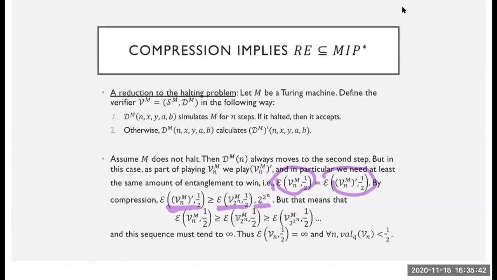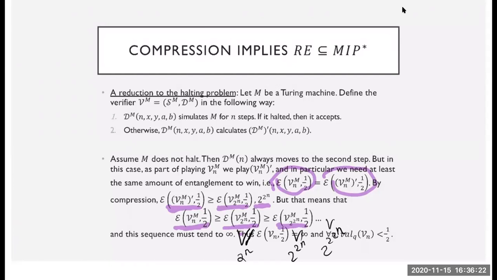Okay, but what do we get? We get here that the amount of entanglement needed to win the nth game is at least the amount needed to win the 2 to the nth game, which is at least the amount of winning the 2 to the 2 to the nth game. And all of these are also bounded from below. So this is bounded from below by 2 to the n, and this is bounded from below by 2 to the 2 to the n, and the next one is bounded from below by 2 to the 2 to the 2 to the n. And this just means that there is no amount of entanglement that enables you to win this game with probability larger than 1/2.